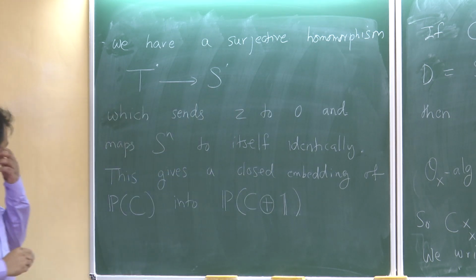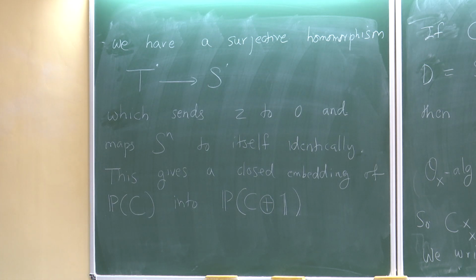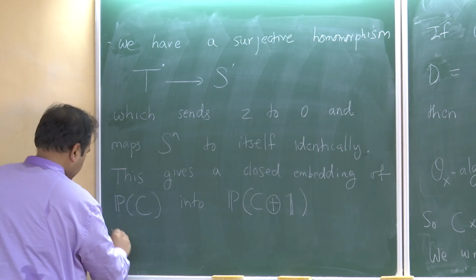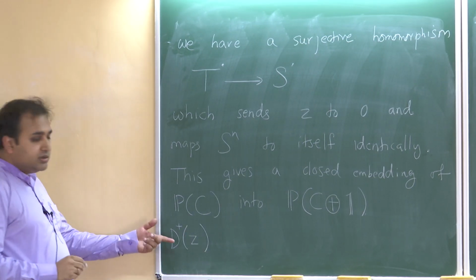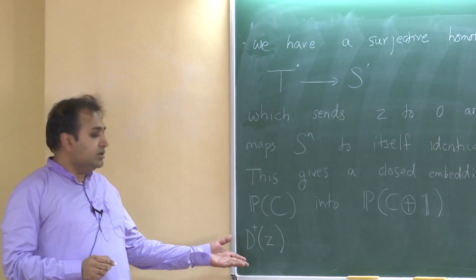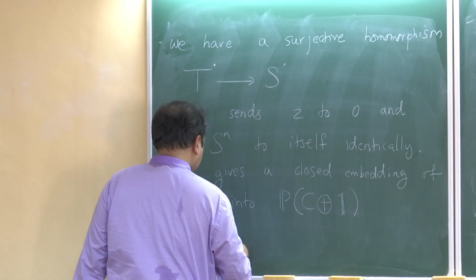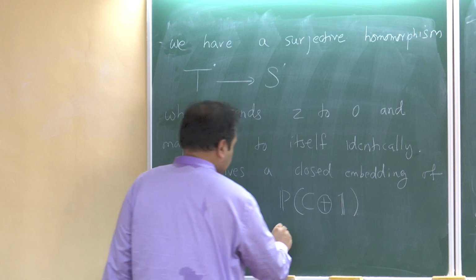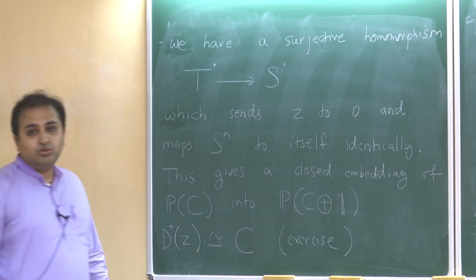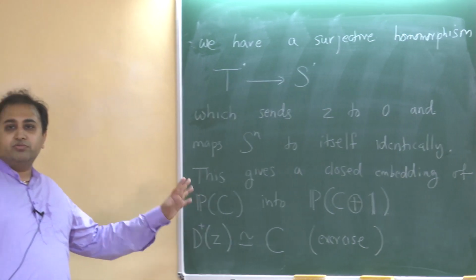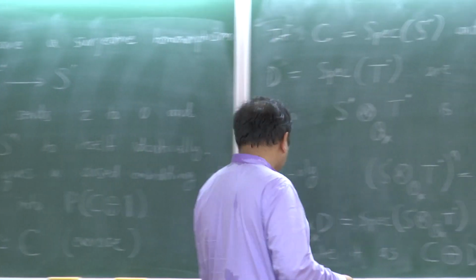Using the notation in Hartshorne, I suppose this is standard notation, if I look at the open set where Z doesn't vanish, this is isomorphic to C. You can do this as an exercise. The point is that this is exactly like what we do when we go from affine space to projective space; exactly the same thing is happening here.